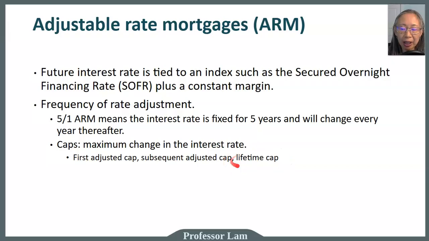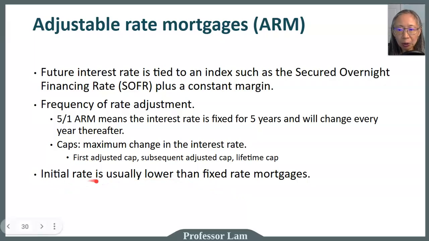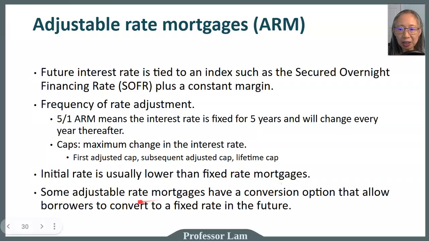And then the lifetime cap. This is the maximum interest rate that you will pay for this particular loan. The lifetime cap is the worst case scenario. This is the highest that the interest rate on this loan can go. The initial rate for an adjustable rate mortgage is typically lower than a fixed rate mortgage. There's really no reason to take out an adjustable rate mortgage that has a rate higher than a fixed rate mortgage today. Some adjustable rate mortgages also have an option to convert to a fixed rate in the future.